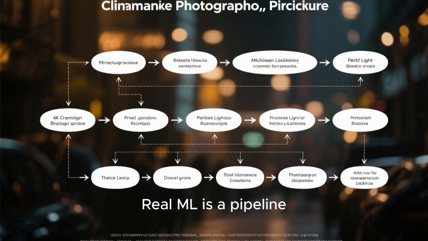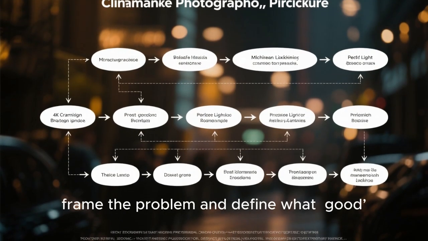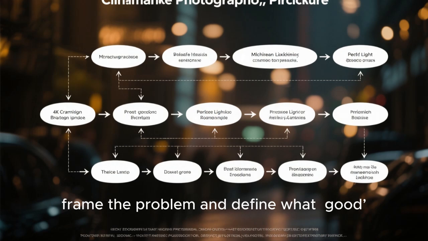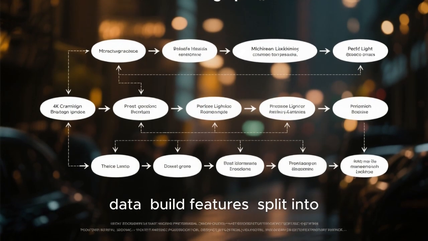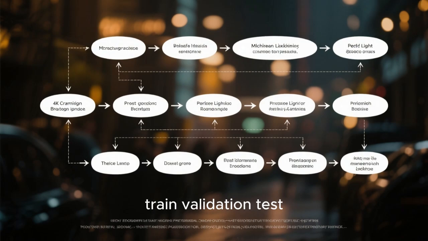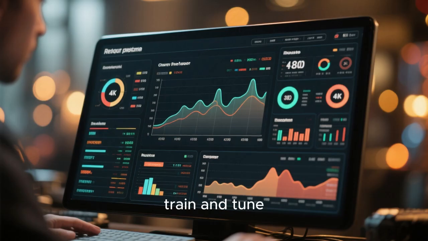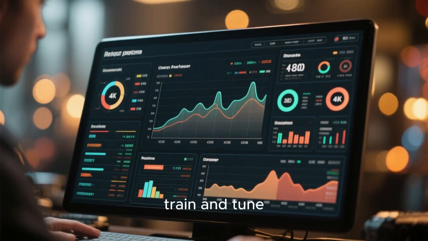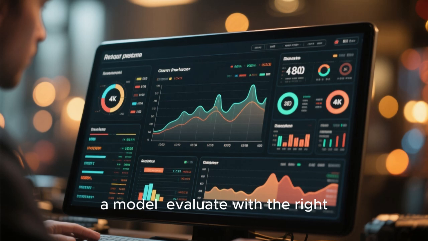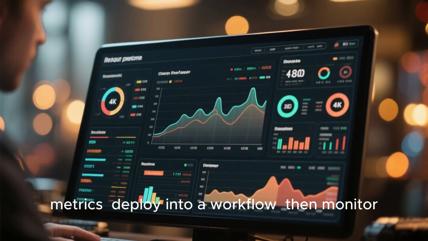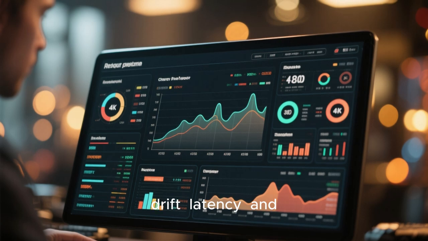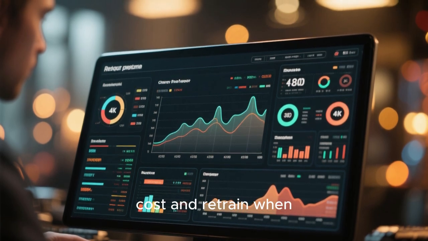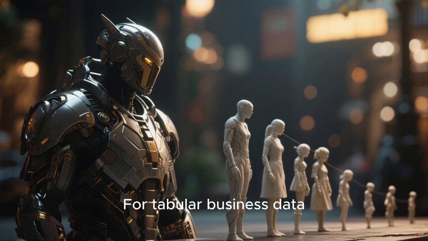Real ML is a pipeline. Frame the problem and define what good means. Source and clean data, build features, split into train, validation, and test, then train and tune. Evaluate the model with the right metrics, deploy into a workflow, then monitor drift, latency, and cost, and retrain when reality changes.